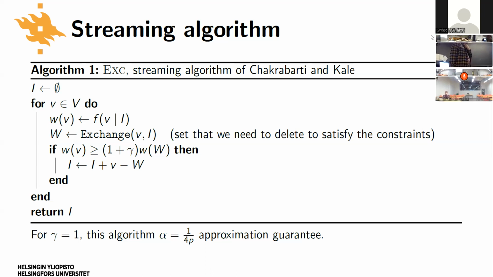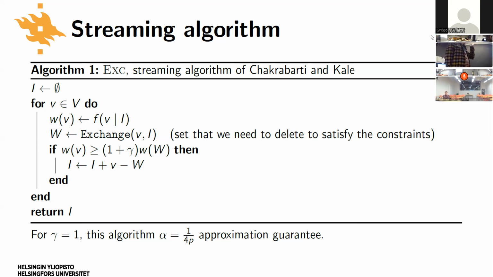And now, if the weight of the new item is larger than or equal to (1 plus gamma) times the total weight of the exchange set, where gamma is just a user parameter (you can think we just set gamma to 1 all the time, so 2 times), and the weight of W is just the sum of the items in the set. So if the weight of the new item is at least 2 times the weight of the items that should be removed, then we swap them out. We remove W and then we add e to the set. We just run this algorithm over all items.